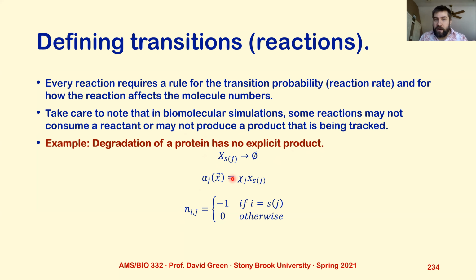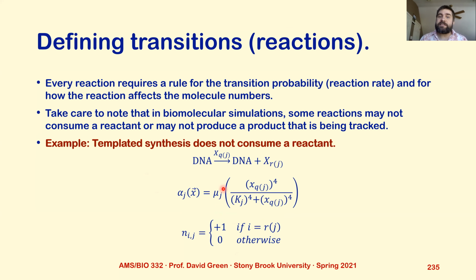Here, the transition probability might be written as linearly proportional to the concentration, just like our ODE mass action kinetic inspired models had a linear degradation term. But the change vector only has a single -1 in it for the species that's getting degraded, and everything else is zeros. We only have something on the left-hand side, if you will.